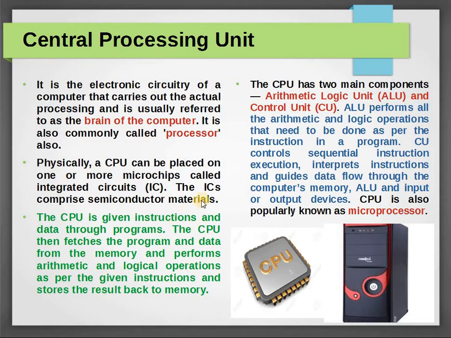Other than this register component, CPU has two main components. One is arithmetic logic unit, also known as ALU, and second is control unit, also known as CU. ALU performs all arithmetic and logical operations that need to be done as per the instruction in the program, and control unit controls sequential instruction execution, interprets instructions and guides data flow through the computer memory, ALU, input or output devices.